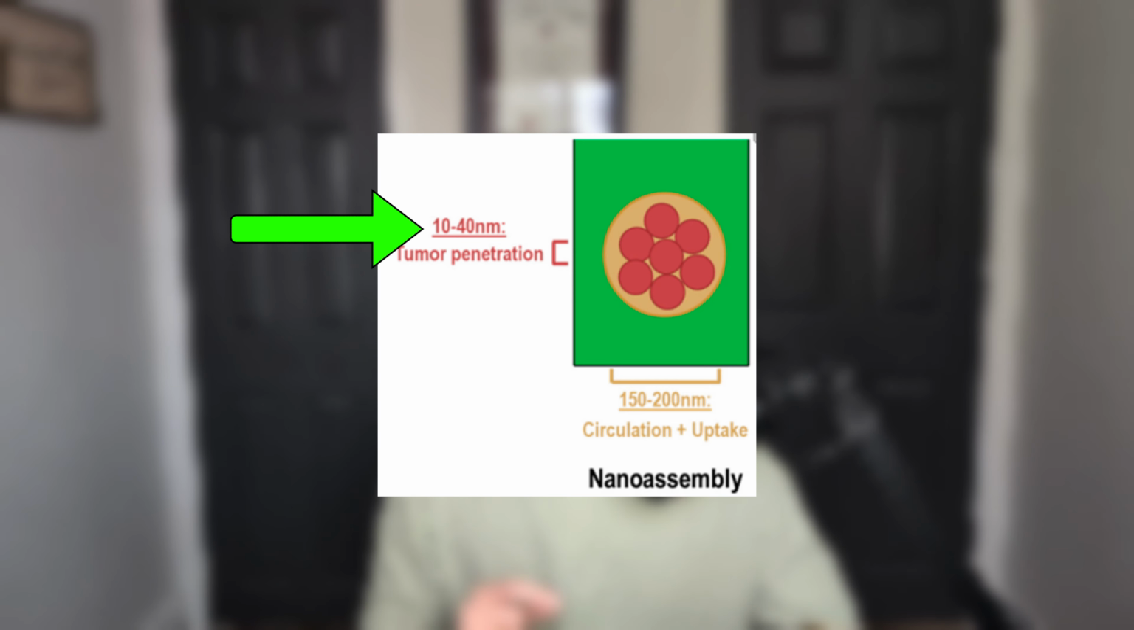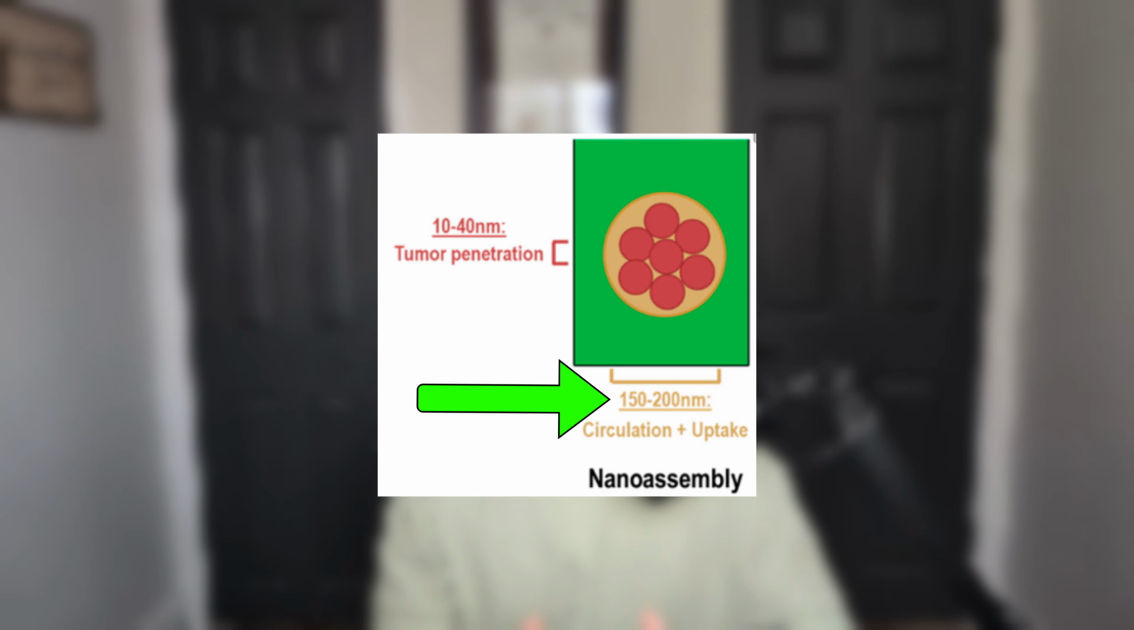The smaller nanoparticles were less than 40 nanometers big, while the entire nanoassembly was around 150 nanometers. Keep a quick tab on these sizes because they'll be really important later. But why is all of this necessary? Why design such a complex nanoparticle? Surely there's an easier solution than all of this.